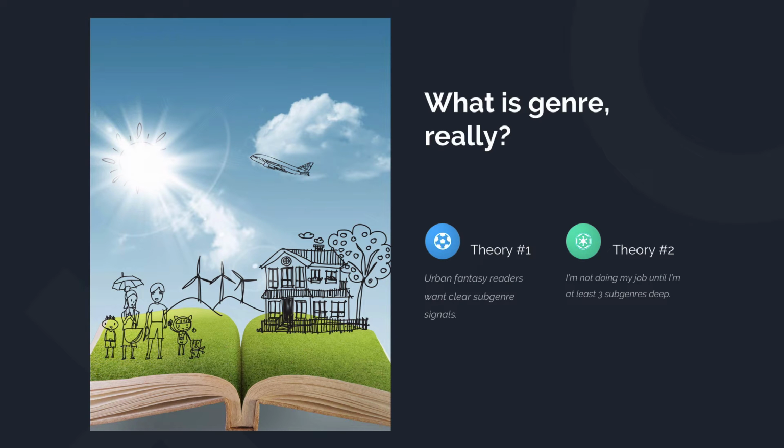So the first question I had to ask myself is, what is genre really? You know, is it character? Is it story? Is it setting? These are all things that I was thinking about as I was going through this process. And so I came up with two theories. The first theory was that urban fantasy readers want clear subgenre signals. So even the smallest things on a cover can make the biggest difference.